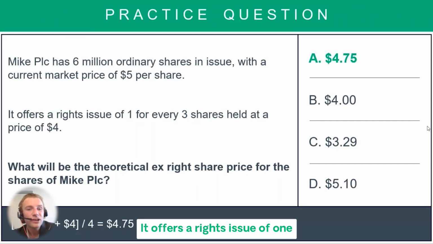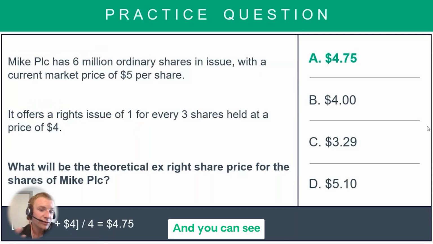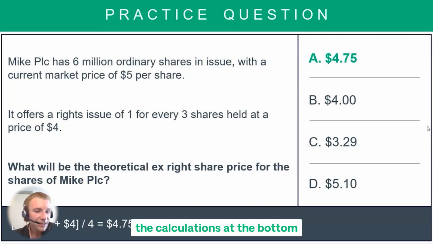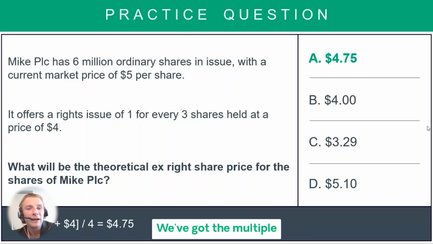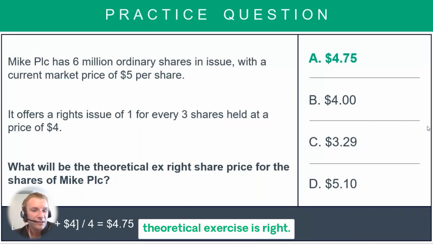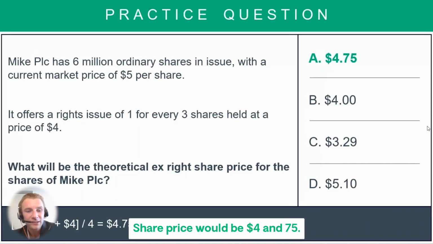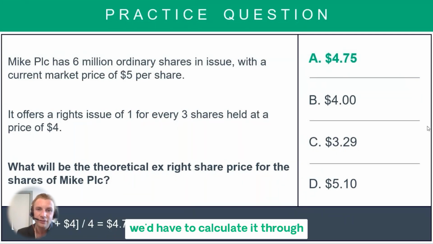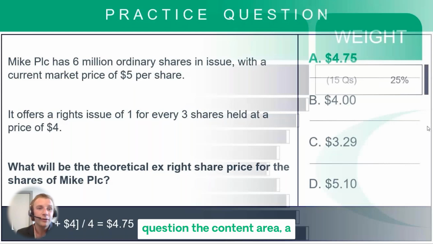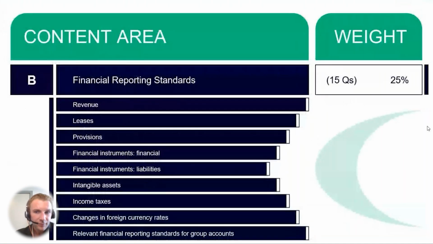It offers a rights issue of 1 for every 3 shares held at a price of $4 each. And you can see the calculations at the bottom, taking the 3 shares held at a price of $4. We've got the multiple of $5 on there, the current market price. So therefore, our theoretical exercise rights share price would be $4.75. So again, a classic four different answers on there. We'd have to calculate it through, and just a practice question for content area A.